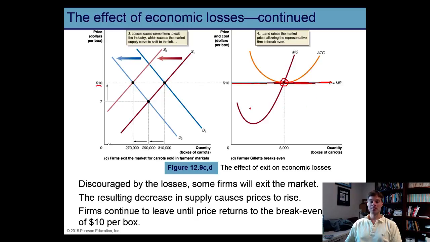This shows us that the long run supply curve in the market is going to be this red line here. It's going to be a supply curve that represents the price at which firms produce at minimum average total cost.